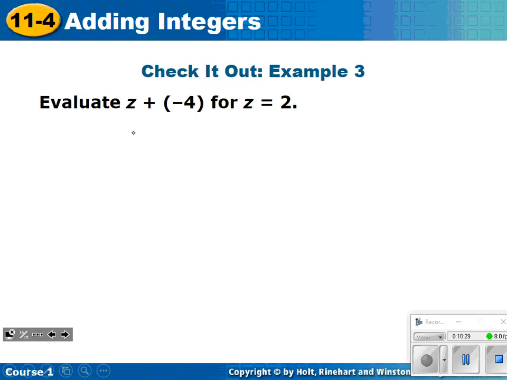So we got z plus negative 4, z equals 2. What's the answer? Write it on your whiteboards. Beautiful. Looking good. Good, good, good. All right.